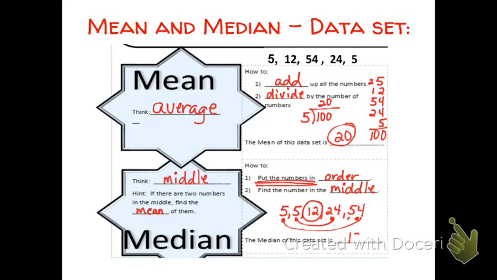Another way that you could do it is to count how many numbers you have and then figure out what's halfway between them. So if I have 5 numbers, halfway between would be 2.5, so that would really be the number in the middle, right? So the third number would be the number in the middle. So that's another way to look at it.